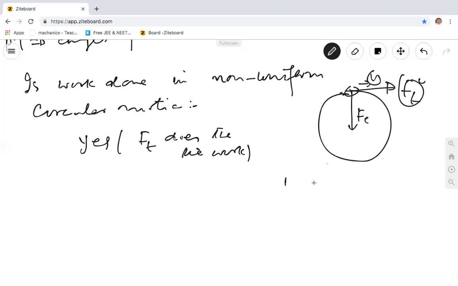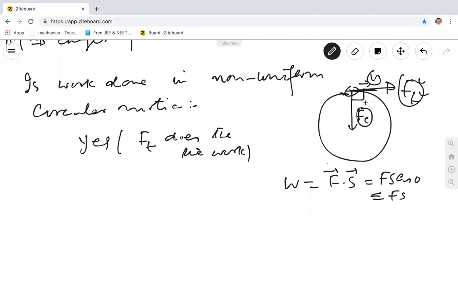You know already work has the formula F dot S. If force and displacement are perpendicular to each other, then there's no work done. The particle moves in this direction, so the speed or velocity has this direction. The angle between this force and the velocity is 90 degrees. Therefore, work is not done by Fc. Work is done by Ft, because the angle is zero. It is Fs cos of zero, that is Fs. Means this Ft does work.